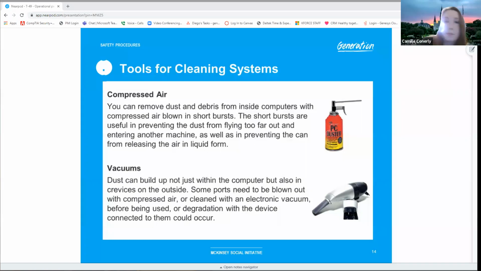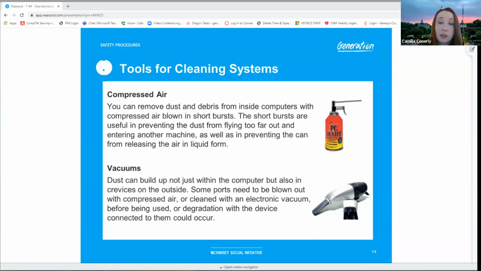All right. Compressed air. You can remove dust and debris from inside computers with compressed air blown in short bursts. The short bursts are useful in preventing the dust from flying too far out and entering another machine, as well as in preventing the can from releasing the air in liquid form.